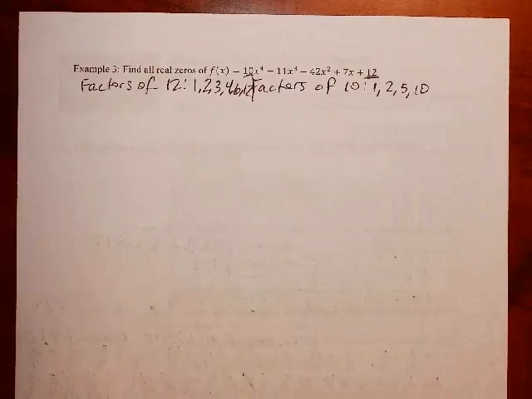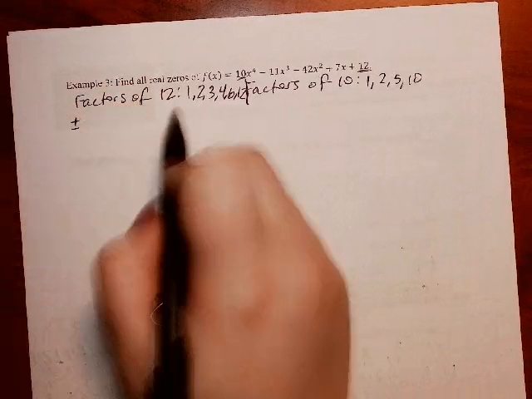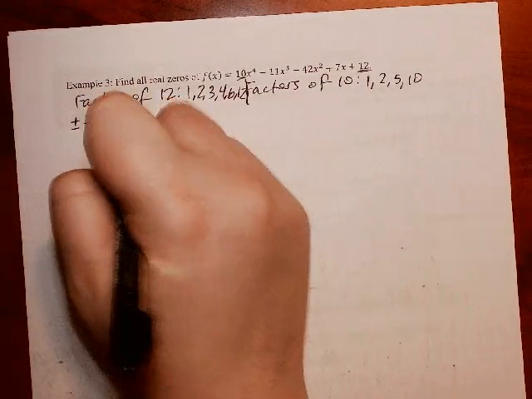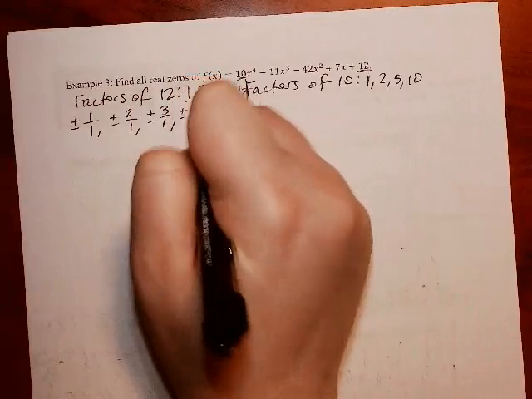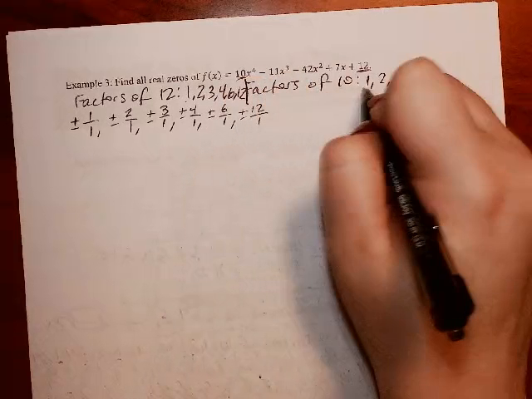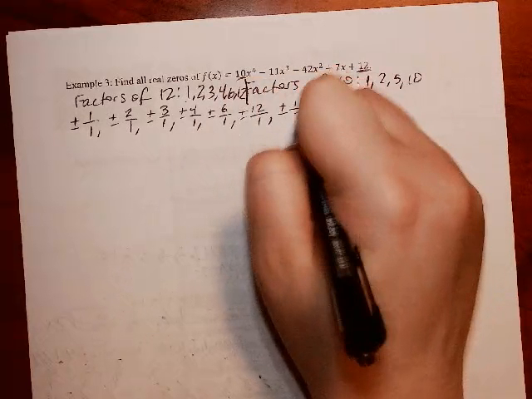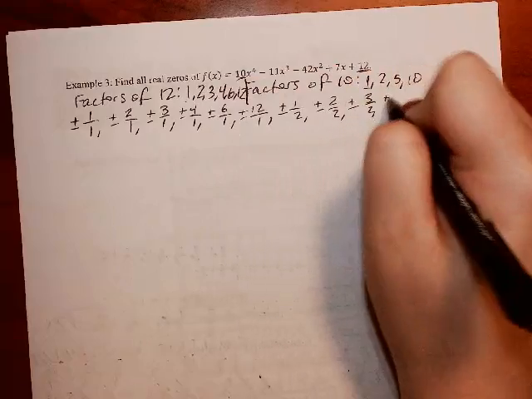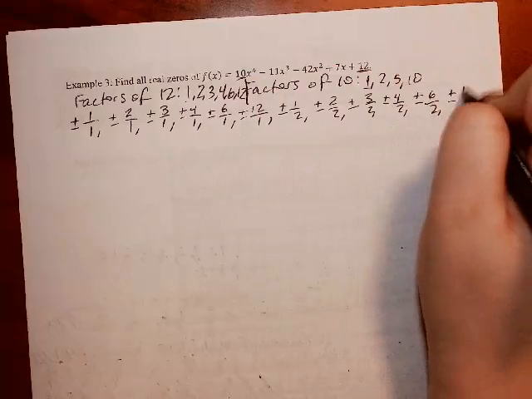So now we are going to list, so positive or negative 1 over 1, positive or negative 2 over 1, positive or negative 3 over 1, positive or negative 4 over 1, positive or negative 6 over 1, positive or negative 12 over 1. So I've done all of those. Now I repeat with over 2. So positive or negative 1 over 2, positive or negative 2 over 2, positive or negative 3 over 2, positive or negative 4 over 2, positive or negative 6 over 2, positive or negative 12 over 2.